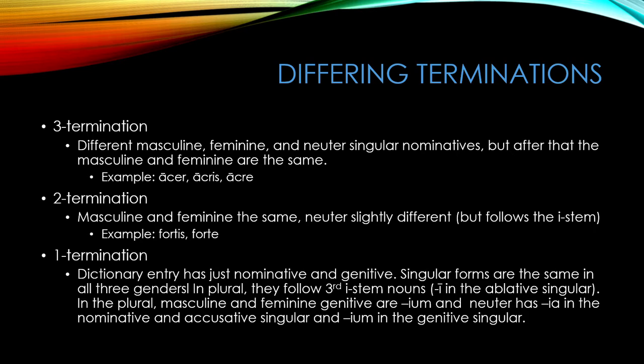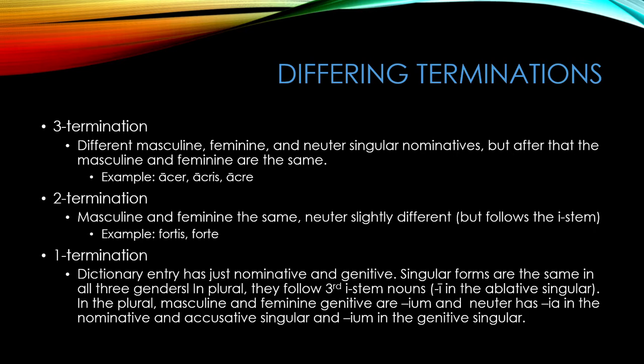Adjectives in the third declension can also be two termination. This means the nominative is the same for the masculine and feminine, but different in the neuter. However, all of the forms are the same for masculine and feminine. An example of this is the adjective fortis, forte, where fortis is the masculine nominative singular and the feminine nominative singular, and forte is the neuter singular.